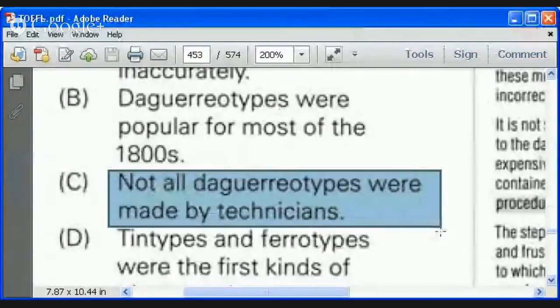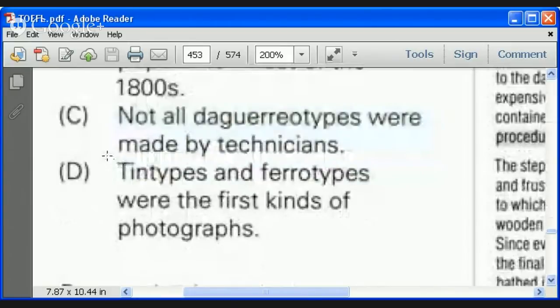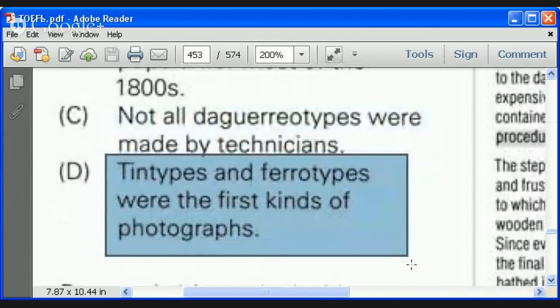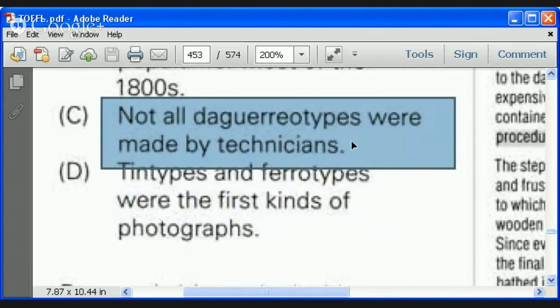So what they're saying is only a few technicians actually use the process. It's saying kind of backwards from this, Ruben. This is saying not all the daguerreotypes were made by technicians. Not quite, not really the same thing. Okay, last, tintypes and ferrotypes. So personally, I'm not convinced. I'm thinking that the passage actually reverses this idea, which is very common.